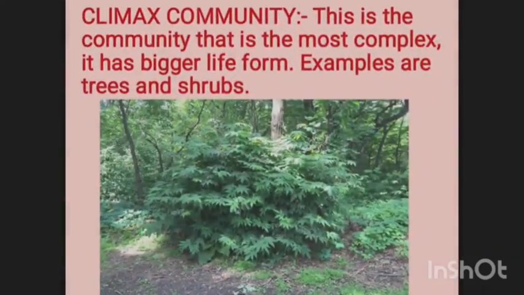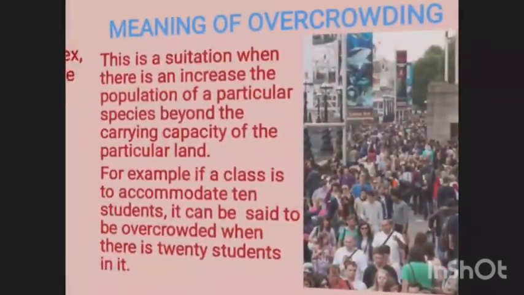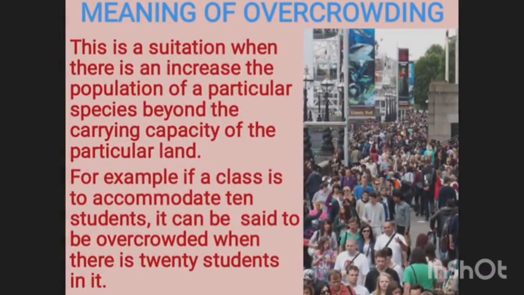The next community we have there is the climax community. Now this is the most complex community in plant communities. This is the full stage, the final stage or the stable stage of ecological succession in plants. It has bigger life forms such as trees and shrubs. So when you start seeing trees, shrubs, bushes, tall trees in that particular abandoned land, we say that is a climax community. That's a stable community.